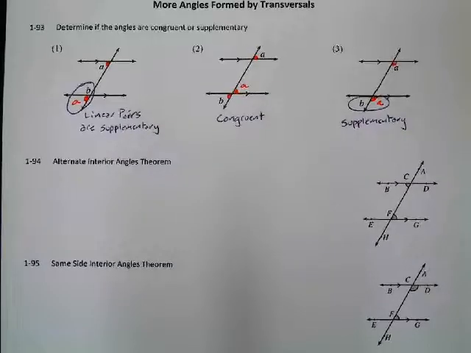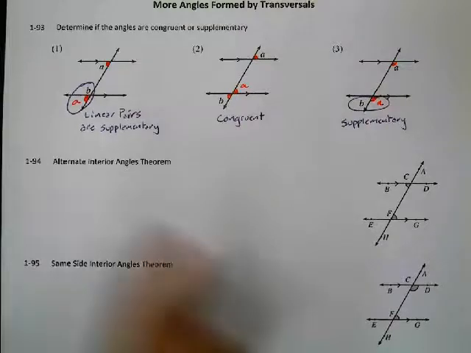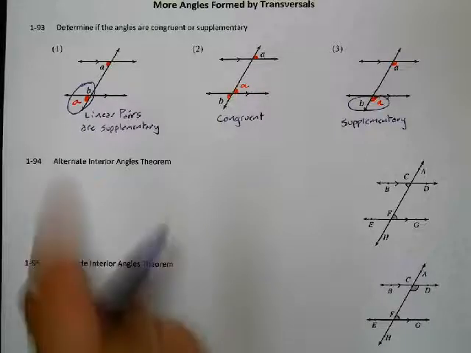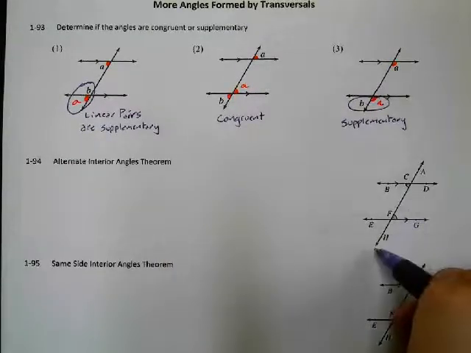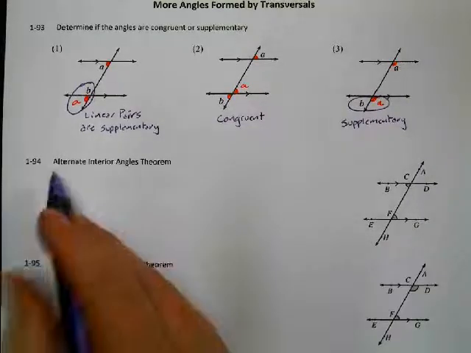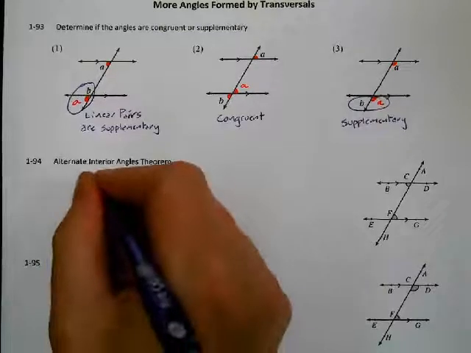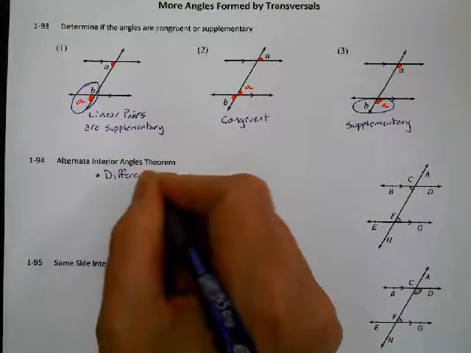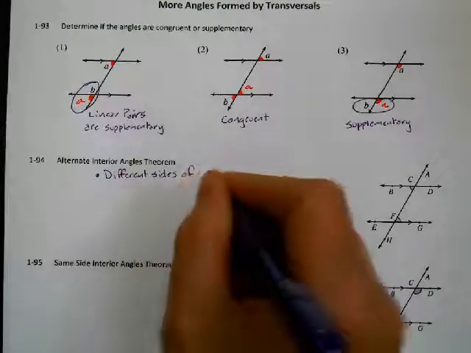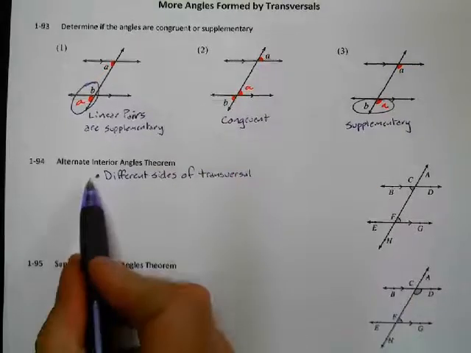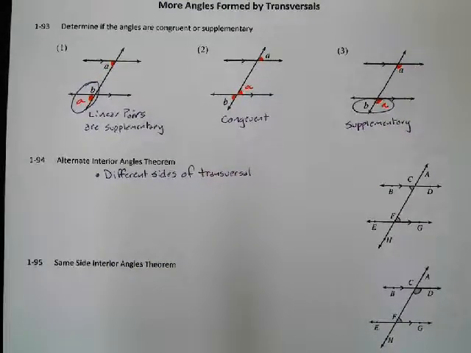Next, alternate interior angles. The name says everything about it. Alternate means that they're on different sides of the transversal. So our transversal is this line AH, and alternate means different sides of the transversal. Interior means that both of the angles are between the two parallel lines.